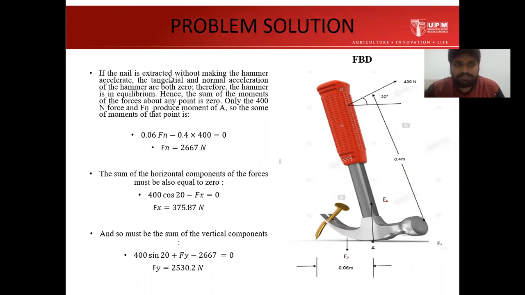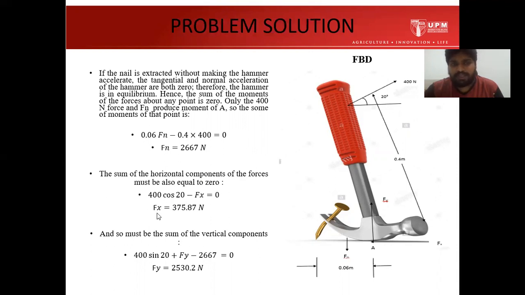And if the nail is extracted without making the hammer accelerate, we are going to find the sum of moments about A. So for the first one, to find Fn, 0.06 multiplied by Fn minus 0.4 multiplied by 400, we are going to get 2667 Newton. And then the sum of the horizontal component forces must be equal to 0 also.